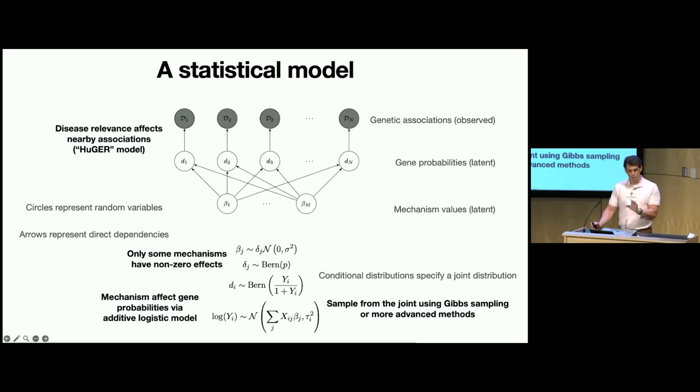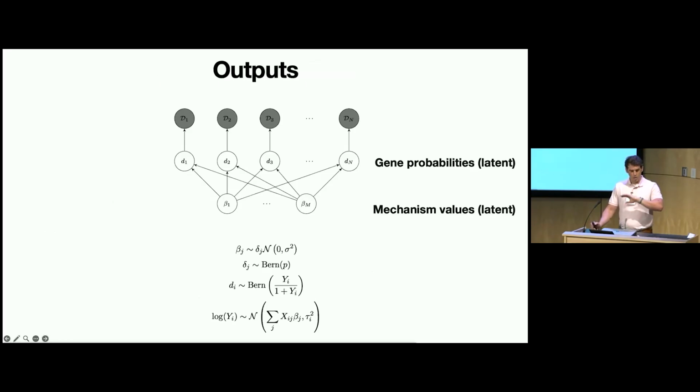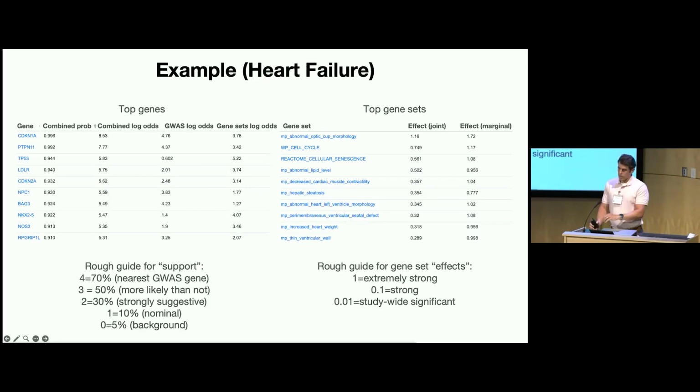I'm not going to show the equations for that. You output a completely joint posterior distribution over all 20,000 genes and every gene set. And by nature of the priors we put on the gene sets, it's actually very sparse. You select out specific gene sets in a way that's much more interpretable. What that looks like, I'm showing results for a heart failure GWAS. You basically drop in the GWAS, it runs in about 20 minutes, and you get output.